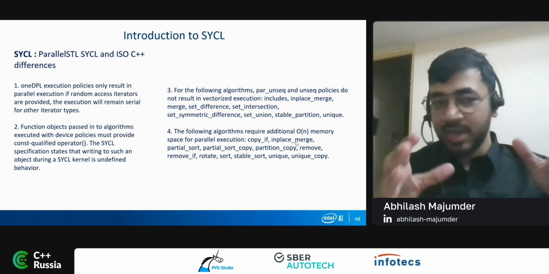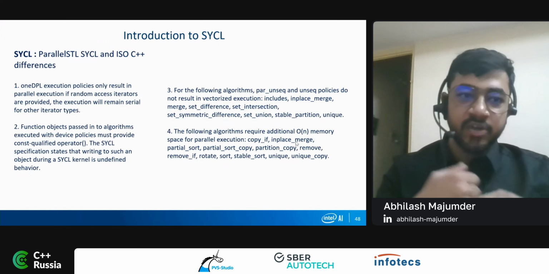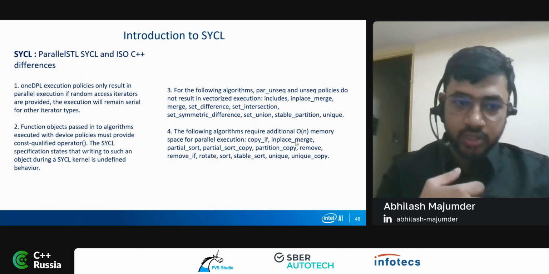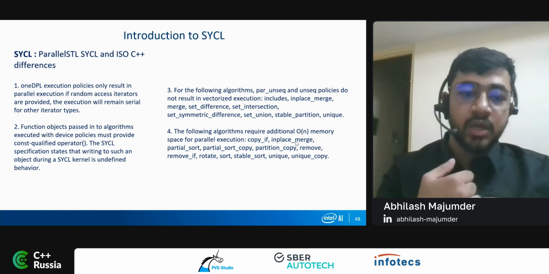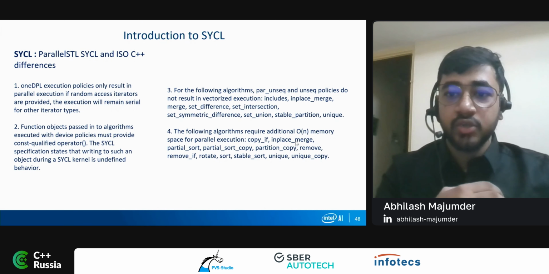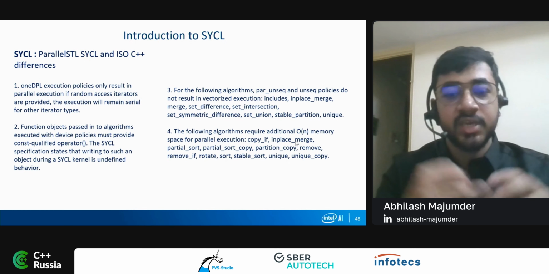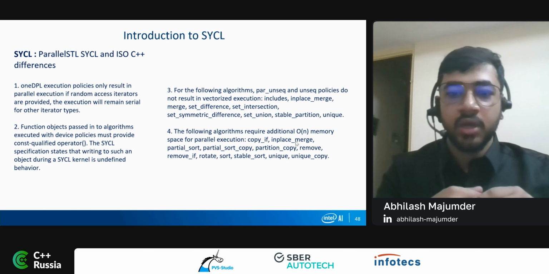So oneDPL, or parallel STL for Intel, which is there in SYCL, provides random access iterators and accessors. Function objects are passed to algorithms. There are certain differences in the sense that the function objects should be const qualified. SYCL says that writing to an object is undefined. So we support the majority of the STD variants, including STD exec, STD ranges, as well as asynchronous behavior.